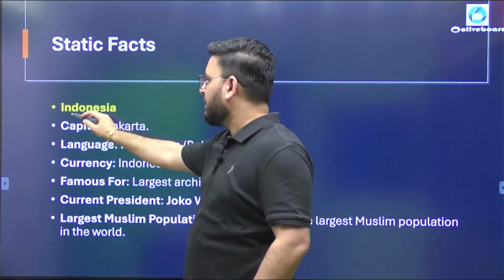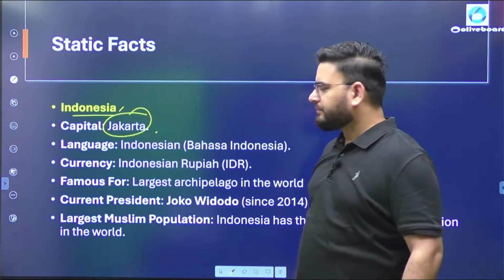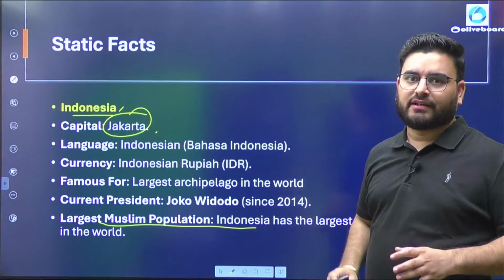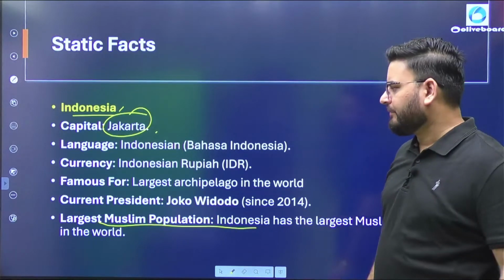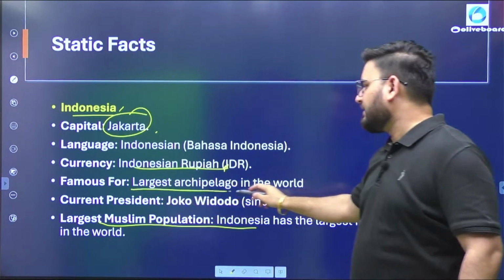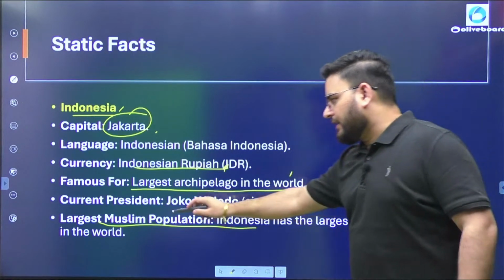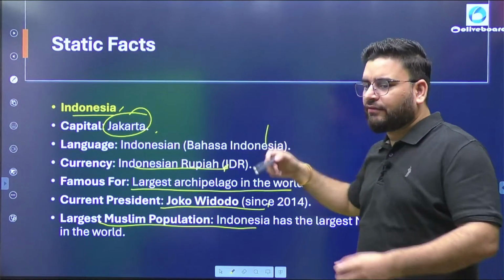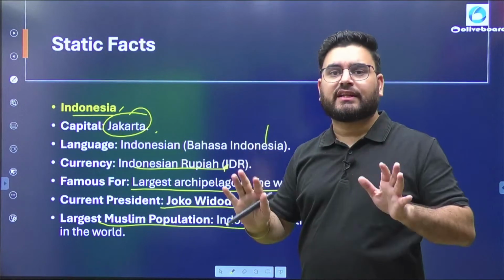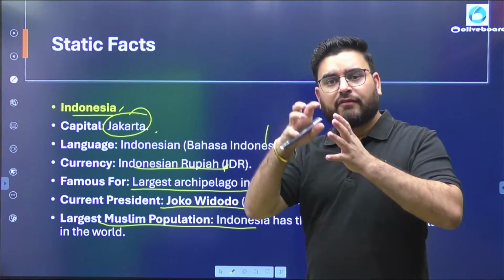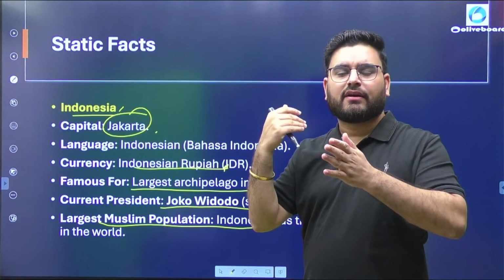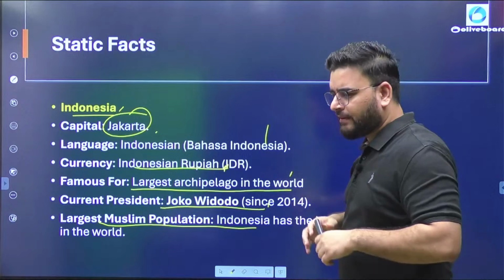Now the static things you have to remember about Indonesia. The capital is Jakarta. It has the largest Muslim population in the entire world, after which I believe India comes. The currency is the Indonesian rupiah. It is famous for the largest archipelago in the world. The current president is Joko Widodo. These kinds of static facts they ask. You can't prepare for every nation, so just try to remember which places are in the news, so that you are able to identify the president, the currency, and the language.